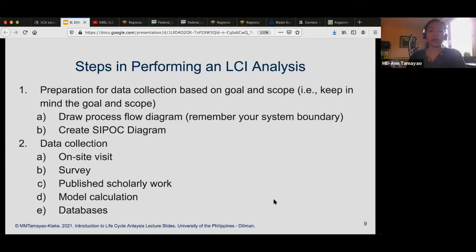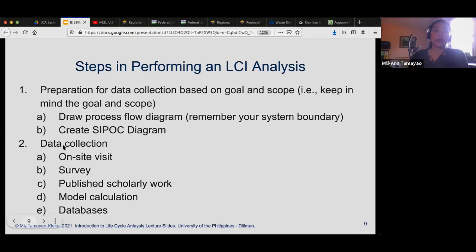Okay. Now, these are the steps in performing a life cycle inventory analysis, as we have seen in the overview. This slide just shows some details for each of the steps that I just mentioned. So, for example, for preparation of data collection, which is of course based on the goal and scope, you can use a process flow diagram. And of course, you have to remember your system boundary in creating your process flow diagram. Another thing that can help you with this is your SIPOC diagram.